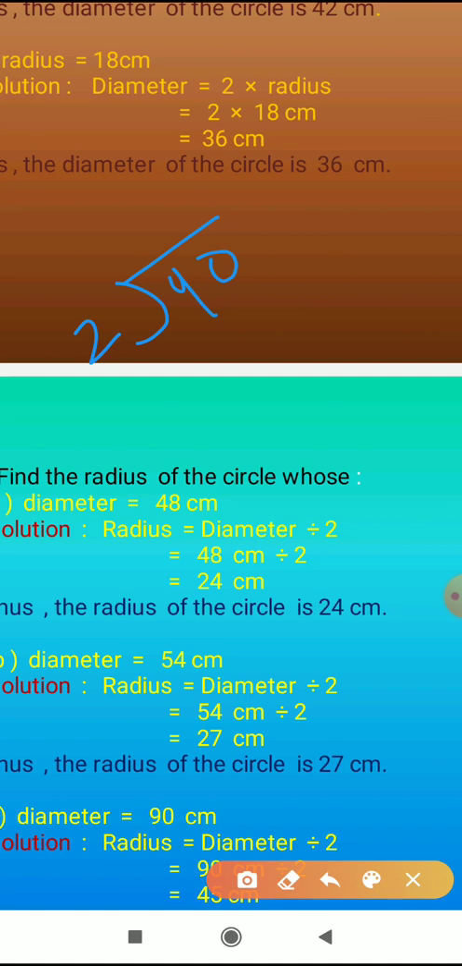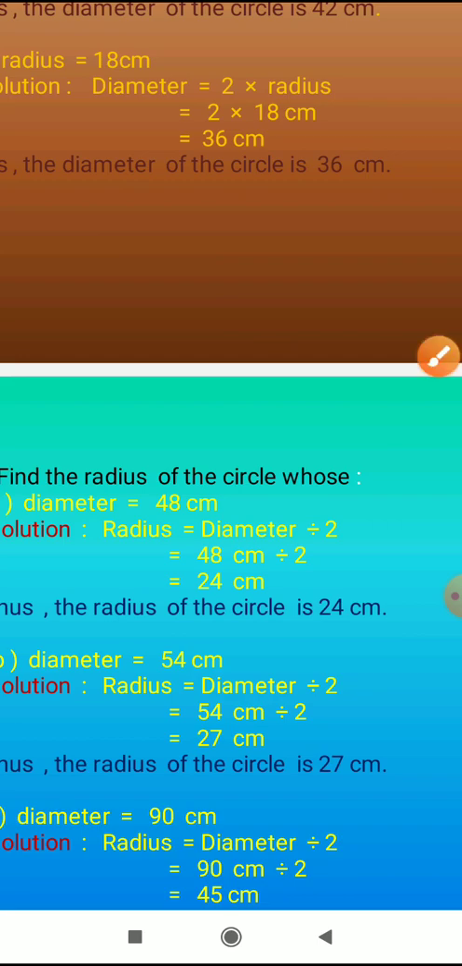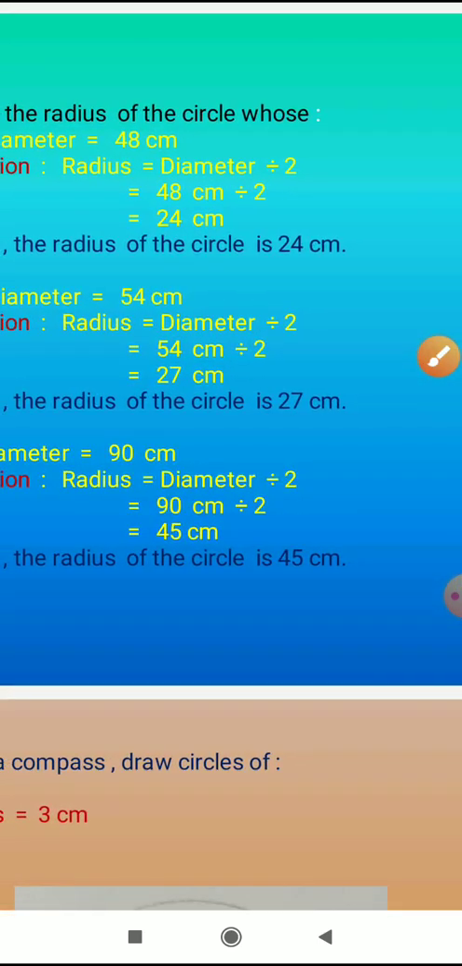2 4s are 8. 9 minus 8, 1. Then put 0. 2 5s are 10. So here we get quotient 45. So radius of circle is 45 centimeter whose diameter is 90 centimeter.